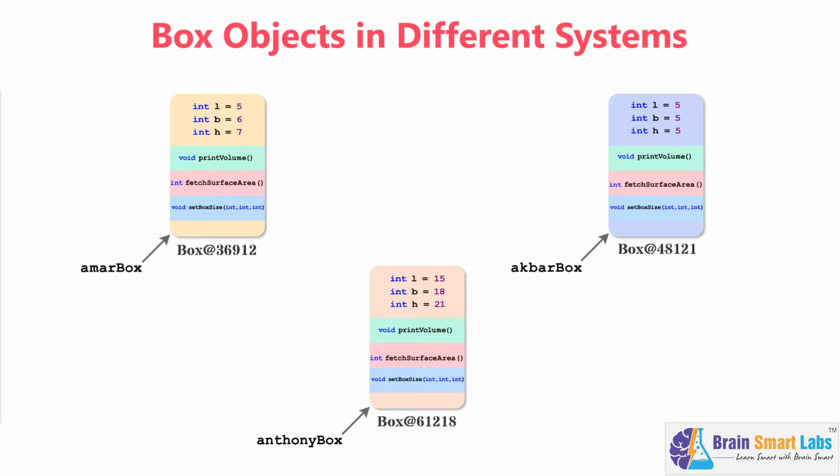Dude, I have a doubt. Can't we directly declare these members inside our main method? Why should we create objects anyway?